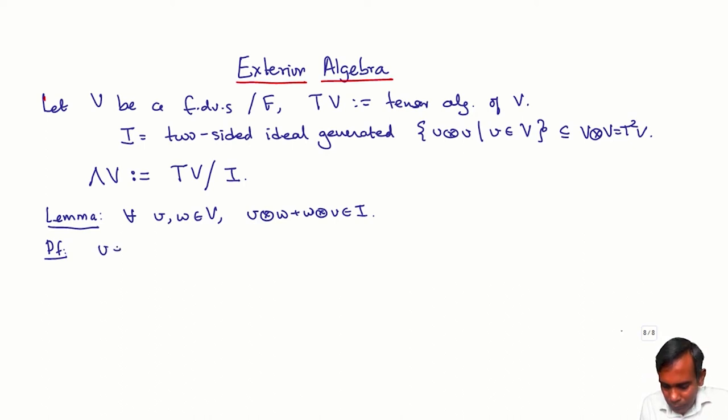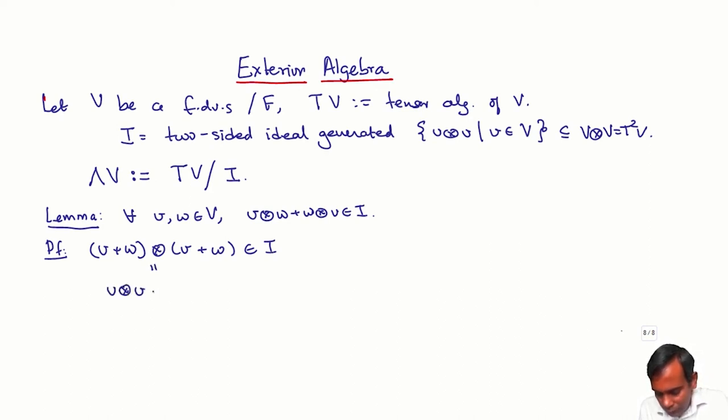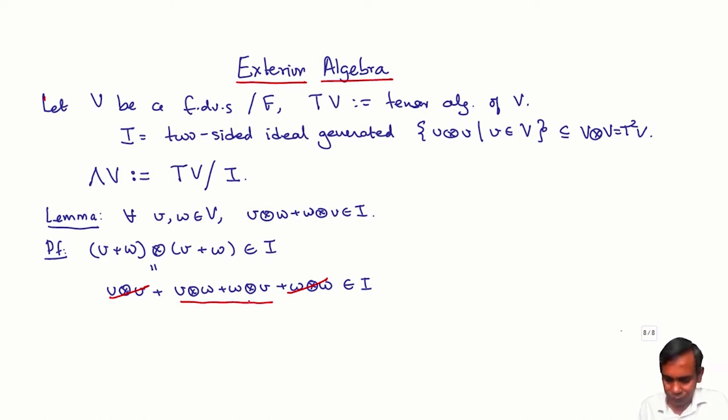So if you take v plus w tensor v plus w, that's obviously in I by definition of I. It's some vector tensored with itself. But this is equal to v tensor v plus v tensor w plus w tensor v plus w tensor w. So this is in I. Now among these four terms, this term is in I, so if I remove it, what remains will be in I. And this term is in I. So what remains in the middle is in I, which is exactly what I started off to prove. And we'll use this observation when we are trying to understand the exterior algebra.